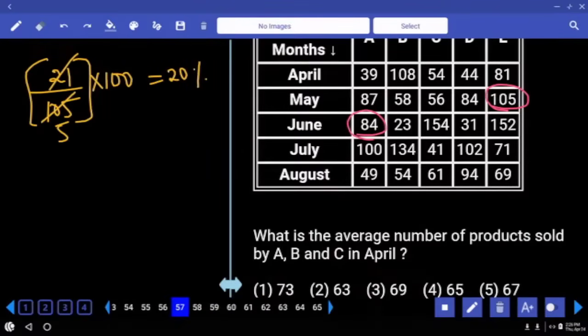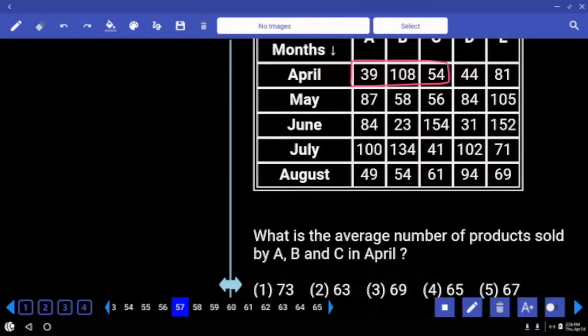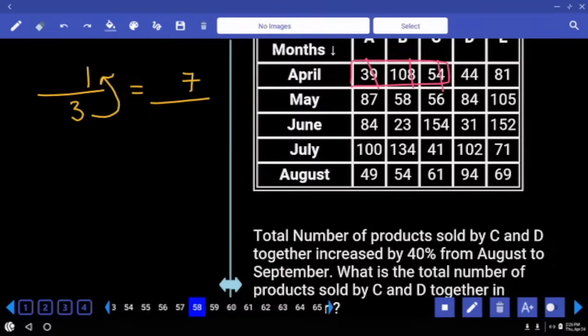What is the average number of products sold by ABC in April? We were asked to calculate average. Correct? Right. Let me go with last digit verification because all the options are ending with different numbers except first and second. 9 plus 8 plus 4. Average in the sense denominator. 3 into which number ends with 1? Answer should end with only 1. Otherwise you have to add 3 numbers and divide it by 3.